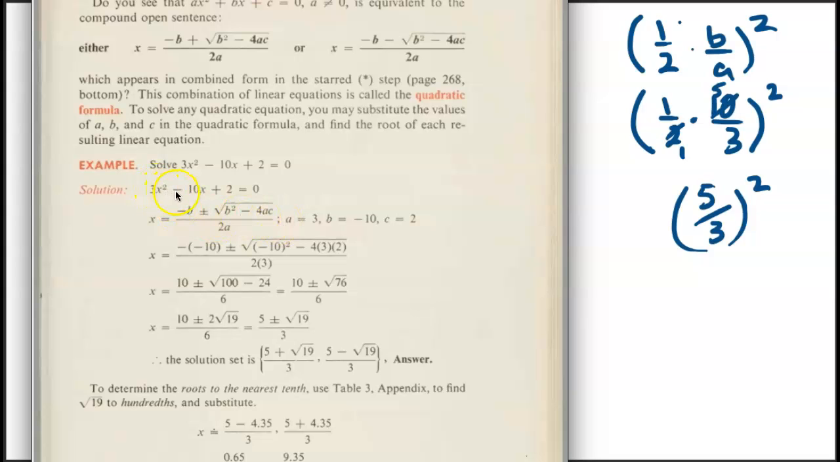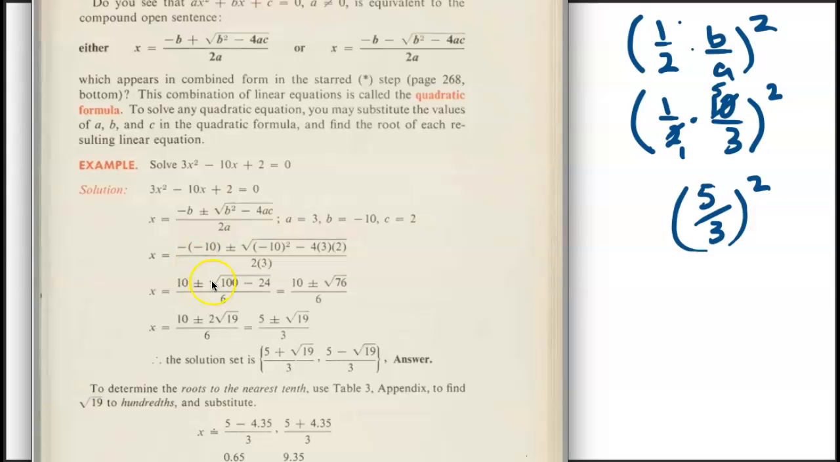The a is 3, the b is negative 10, the c is 2. And there's your formula. Negative 10 put in for the b. Now notice, in the formula it's negative b, the opposite of b. Don't let yourself just write negative. If b is negative 10, don't just write negative 10, right?